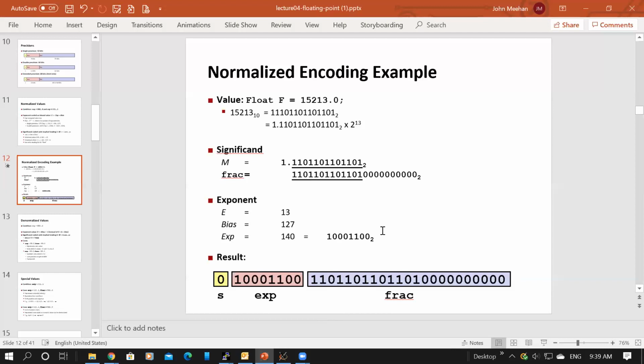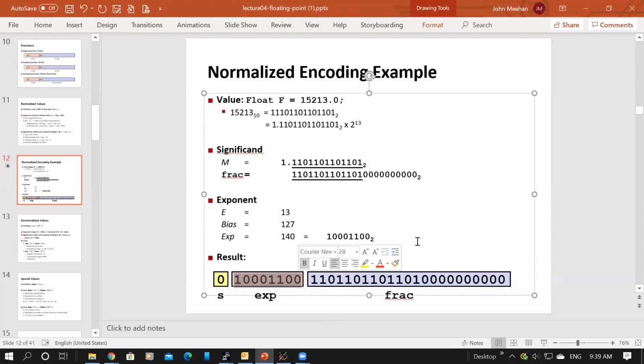So this is what we call the normalized encodings. Those are the ones where this EXP field is neither all ones nor all zeros, right? When you have neither all ones nor all zeros, you take what's in there and subtract the bias from it. For 32-bit precision, it's 127. So I'd subtract 127 from this number that's stored there. That would give me my actual E field for the exponent.